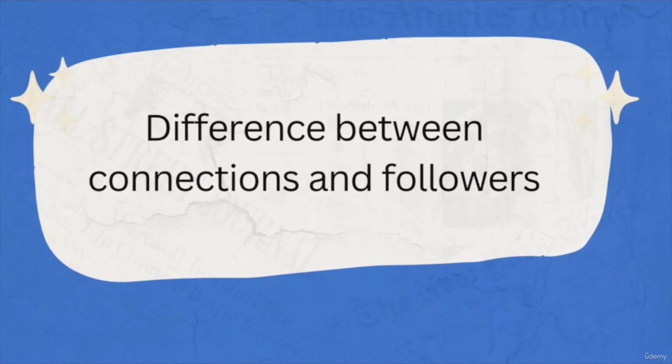Difference between connections and followers. Connections require the other person's approval, while followers don't. That is, you can directly follow a person without waiting for his or her approval. When you follow a person, their posts would be shown in your feed, but your posts won't be shown to them. When you connect with a person, you both will be shown each other's posts in your feed.